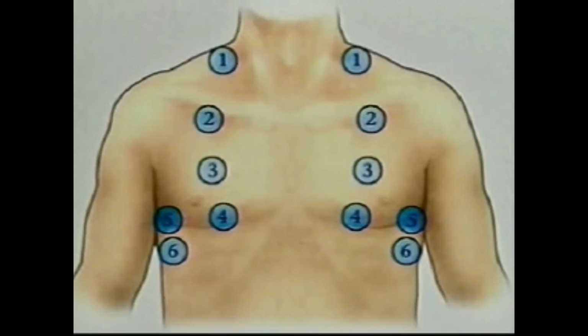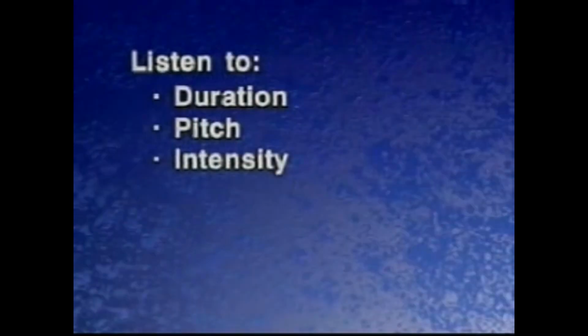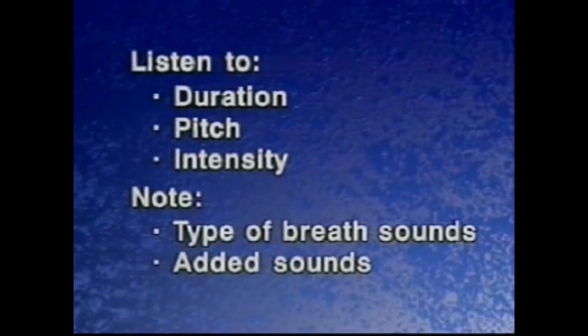To auscultate the anterior chest, take the same systematic approach you used for percussing the anterior thorax. If necessary, gently displace the patient's breasts to auscultate all important areas. Listen to the duration, pitch, and intensity of the inspiratory and expiratory sounds, decide what type of breath sounds you are hearing, and note any added sounds. If you hear heart sounds near the heart, try to ignore them while you concentrate on the breath sounds. Now let's listen as the examiner auscultates.